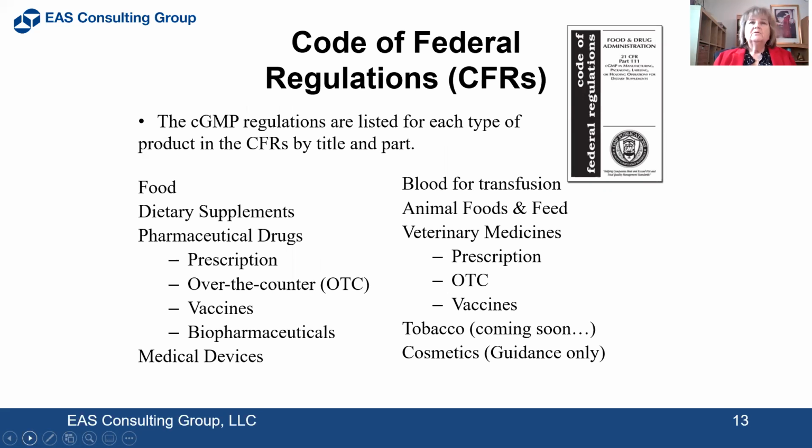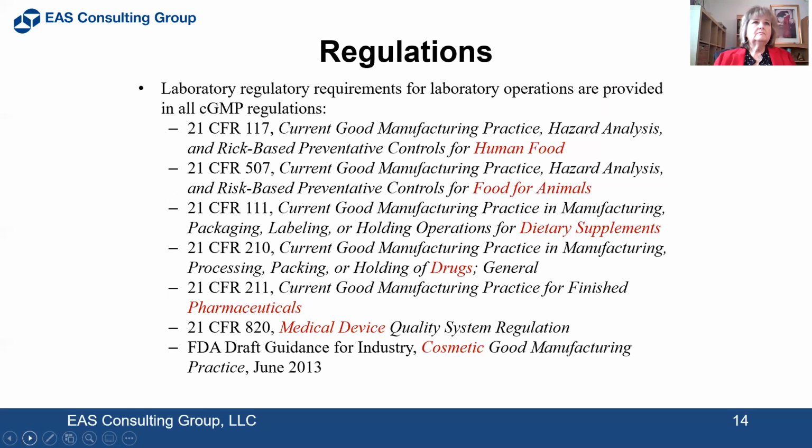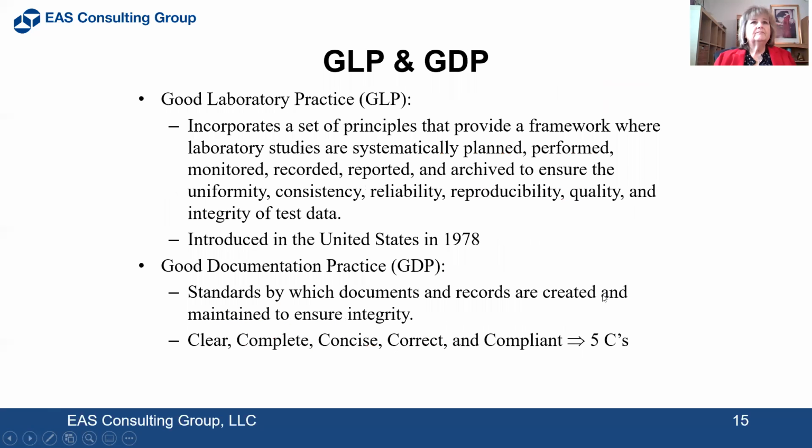So the Code of Federal Regulations, the CFRs, there is a set of regulations for every one of these industries. And you'll notice that for pharmaceutical drugs and veterinary medicines, there's subcategories that also have their own sets of regulations. Here's a list with the number and official name for each of those sets of regulations. The ones that we'll be looking at most closely will be 111 and 211.